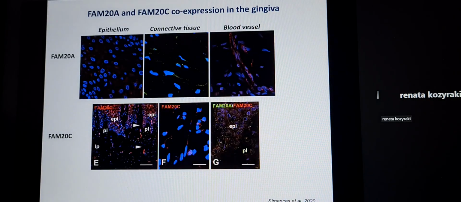Let's go now further to the gingiva. We did a similar approach. We identified the FAM20A and FAM20C expression in the human gingiva. And as you can see, both proteins are co-expressed in both epithelial and connective tissue cells, and they are also expressed in endothelial cells. So FAM20A and FAM20C have a rather wide expression in the human gingiva.